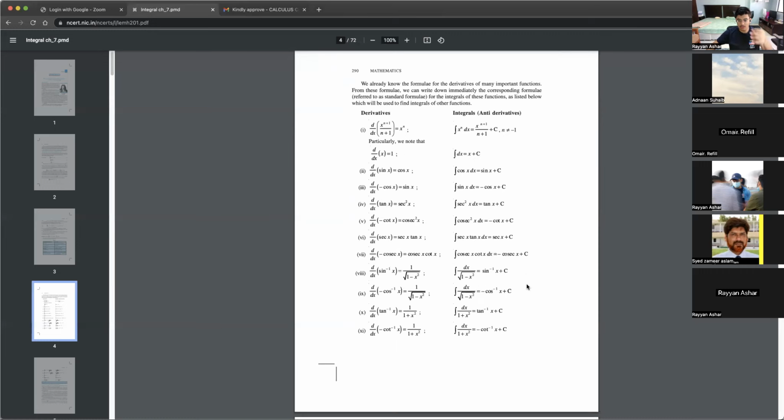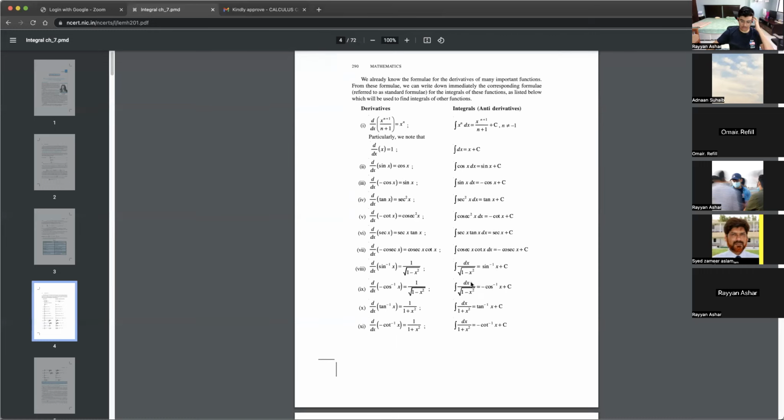And similarly, we can see all of the integrals of these functions. Again, here the minus rule applies because we know that the derivative of cos inverse x is equal to minus 1 upon under root 1 minus x squared. Therefore, again, we take the minus to the left-hand side to cos inverse x. So when we integrate 1 upon under root 1 minus x squared, we get minus cos inverse x.